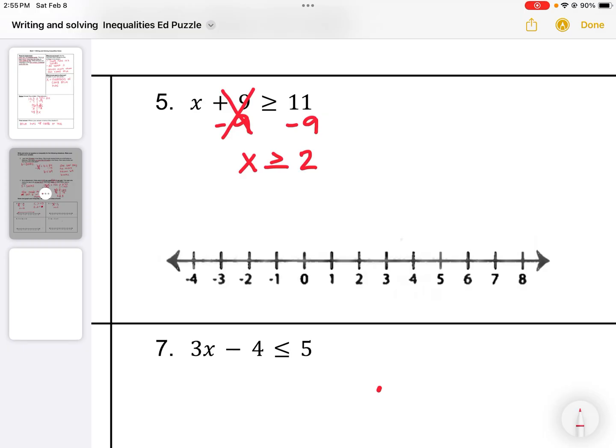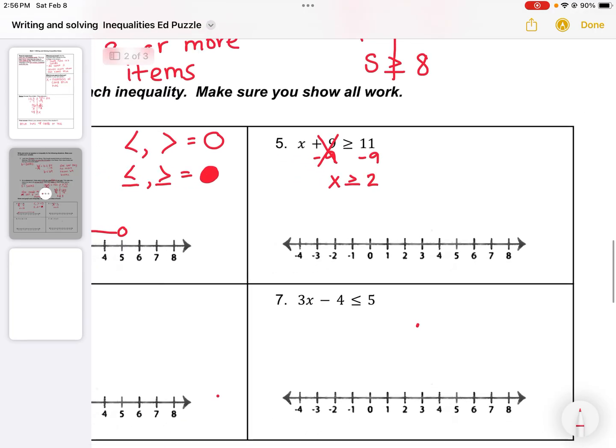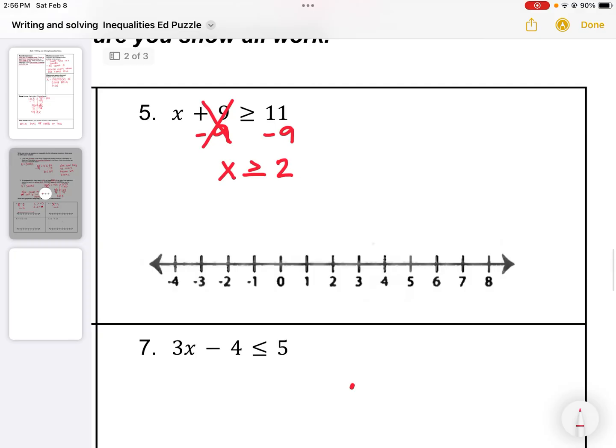I need to graph this. So the first step I need to look for is: is this going to be an open or a closed circle? If I look at my sign and I look at the key I just made on number 4, it should be a closed circle because this is a greater than or equal to symbol. In my answer, it is 2, so I'm going to put a closed circle above the number 2. Now I need to make my arrow point to all of the numbers greater than the number 2, so my arrow should point to the right.